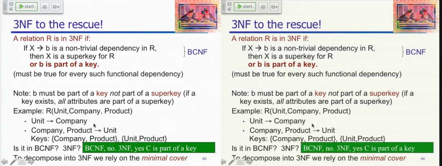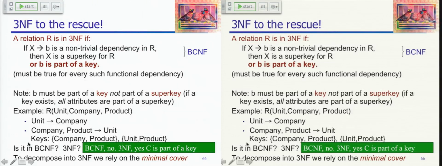So the one that we were just talking about, is this in BCNF? This is not in BCNF because unit is not a superkey for this relationship. Unit can only find company and not product. Unit is not a superkey, so this is not in BCNF. Then we need to find the keys. Company and product together have the closure of those two give you unit, so these two together are a key. Unit gives you company, so unit and product together are also a key.